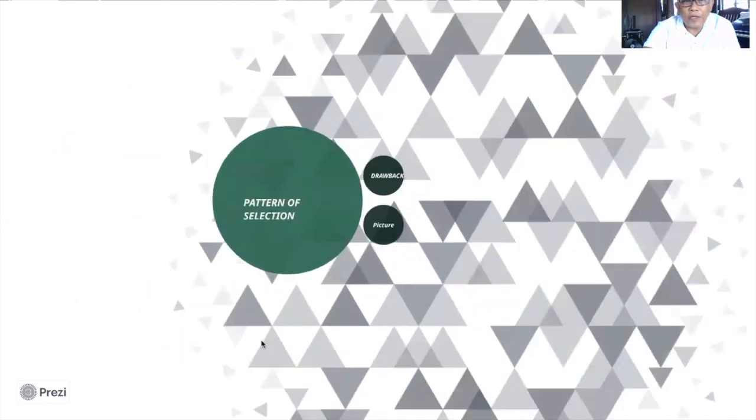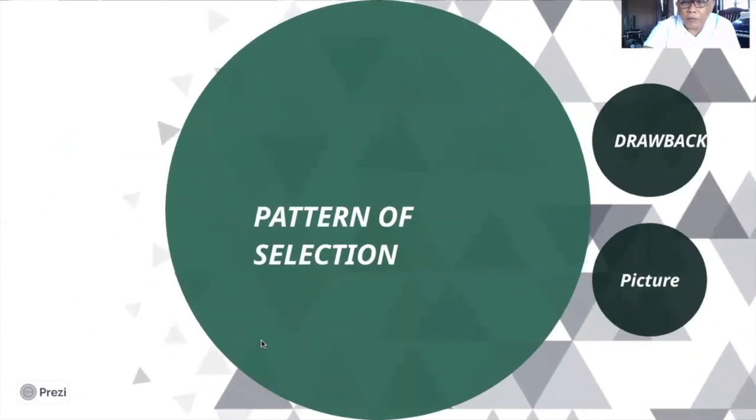Next in sampling is the systematic sampling. So when you do systematic sampling, there is what we call a pattern of selection. You have a pattern. So you set the pattern. For instance, you would interview every fifth, every 10th, every 15th in the list, provided that you have a list in your population of interest. So that would be systematic sampling.